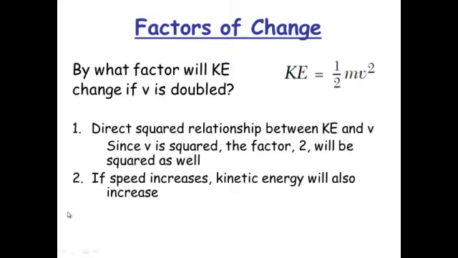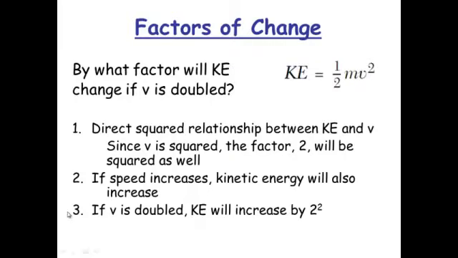Since it's a direct relationship, if speed increases, then the kinetic energy will also increase. So, if velocity is doubled, kinetic energy will increase by that factor squared. And 2 squared, 2 times 2, gives us a final factor of 4. So kinetic energy will increase by a factor of 4, or in other words, it will quadruple.